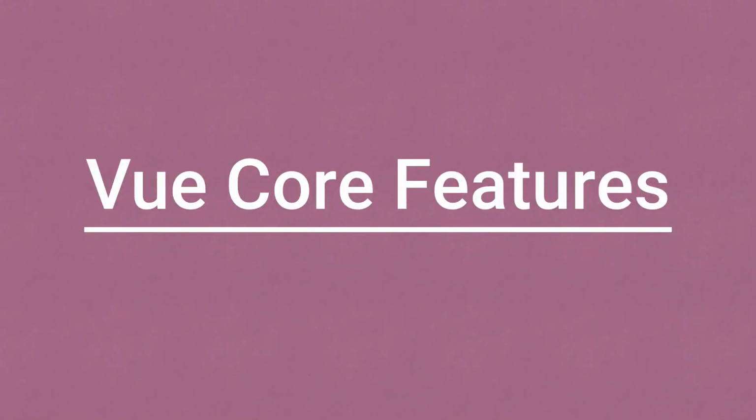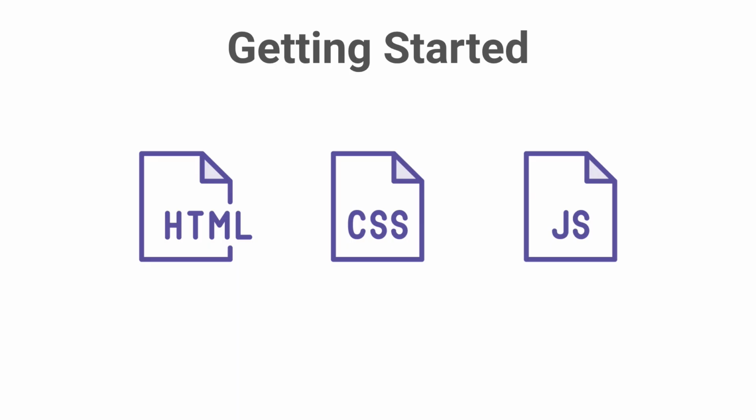Now that we have covered what Vue is and why you want to use it, let me give you an overview of the core features in Vue. A Vue application is a collection of many components that are put together in some hierarchy. Each component is created in a file with a .vue extension. A .vue file contains everything that you need for that component to work. It contains the HTML, CSS, and JavaScript code for the component.